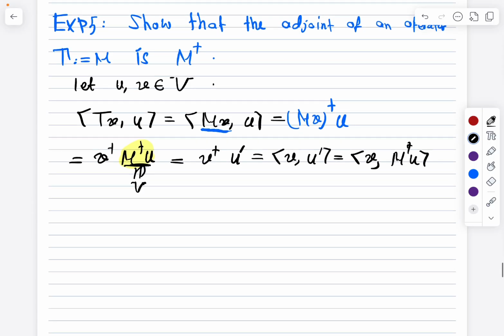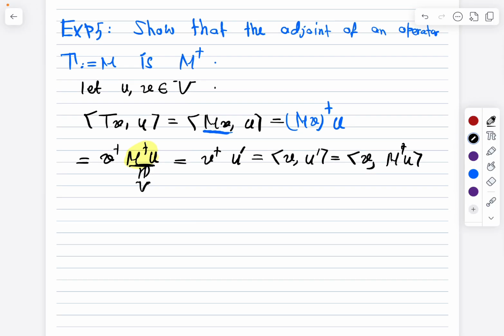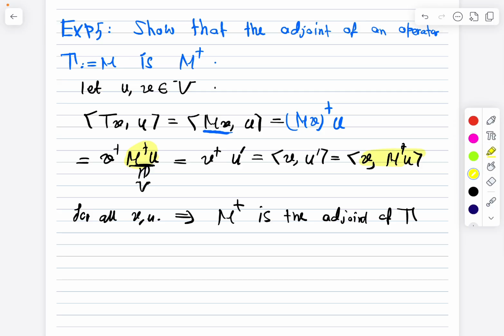But v and u are arbitrary, so this works for all v and u. So we deduce that M dagger is the adjoint of T, because this is by definition. This is the meaning of the adjoint, that we can take it to the other side, for all u and v.